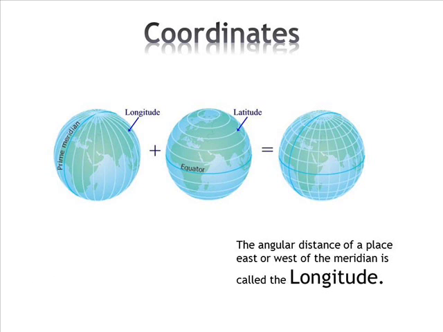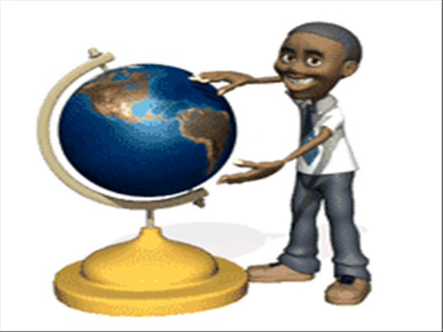The angular distance of a place north or south of the Earth's equator is called latitude. The angular distance of a place east or west of the meridian is called the longitude. As you can see in the image, the latitude and longitude make a globe full of imaginary lines.